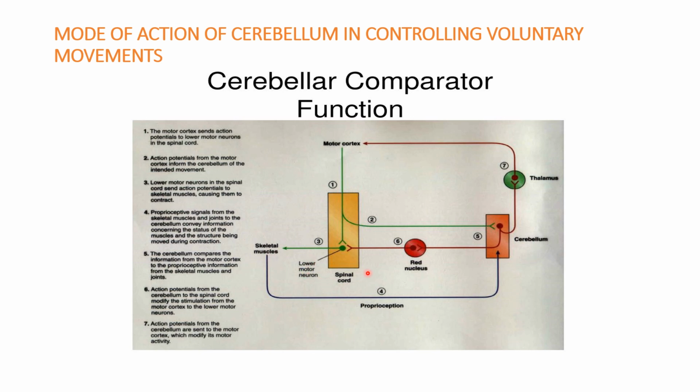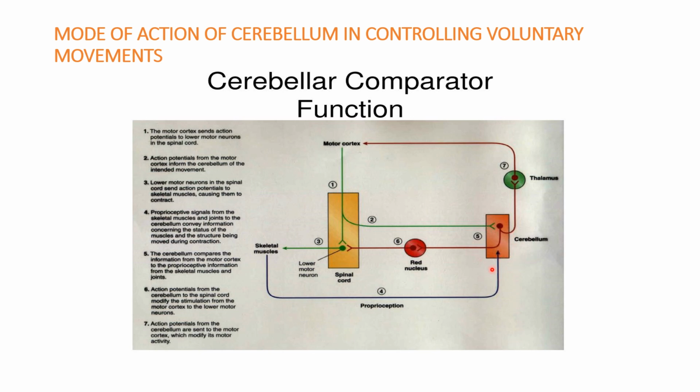Next, what will happen in the fourth one? The proprioceptive signals from the skeletal muscles and joints, these impulses will go to the cerebellum and convey information to the cerebellum about the status of the muscles and the structures being moved during contraction. So in the contraction, the skeletal muscles and joints will also be moved, no? So that proprioceptive information will go to the cerebellum.